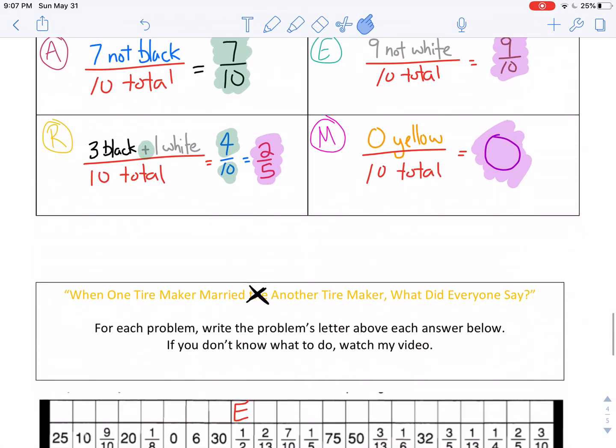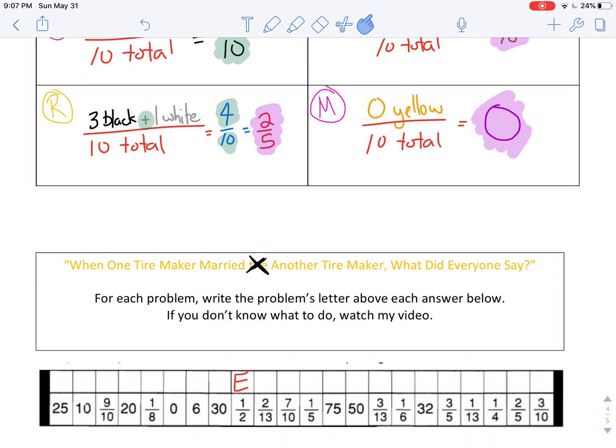I'm not going to tell you the riddle answer, right? If you want to know what the riddle answer is, either come to my office hours or send me an email.